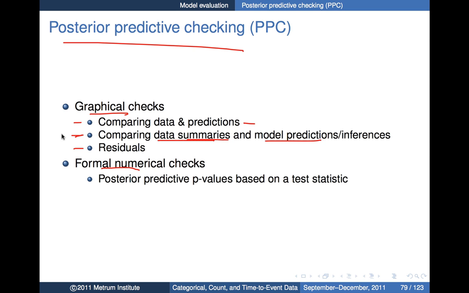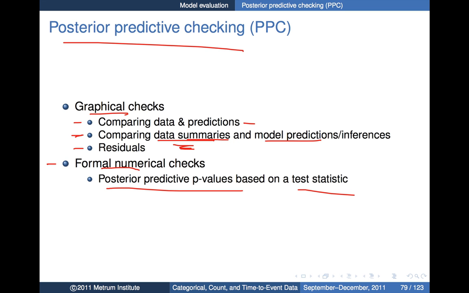Finally, some of these sorts of graphical checks can be translated into numerical checks by constructing what are sometimes called posterior predictive p-values based on some test statistic. The test statistic may well be one of these very data summaries that we're talking about. And you can come up with a p-value that, if it happened to be particularly extreme, like say less than 0.05 or more than 0.95, that might lead you to rejecting your model. So you can, in principle, construct formal tests based upon those kinds of numerical quantities.